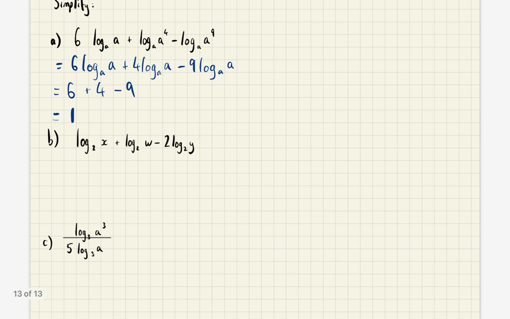For B, we've got log base 2 of x plus log base 2 of w minus 2 log base 2 of y. Now, I want to bring them all together, but like before, this 2 is in the way. So we need to bring it up here, so it's gone from in front of the log. So I'm going to rewrite it with just that change. So it's going to be log base 2 of y squared. Now I can multiply these two together because of the addition, and then I'm going to divide by this because of the subtraction.